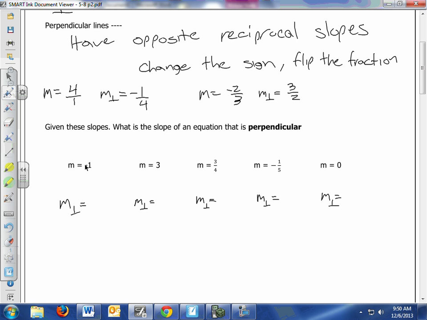How do I flip -1? Can't flip this fraction. Well, now it's a fraction. Flip it, change the sign. It's just positive 1 over 1, which is just positive 1. Whenever you have something divided by 1, just give me the whole number, that way you don't have unnecessary fractions. 3, that's 3 over 1.